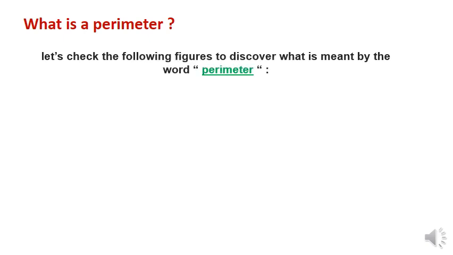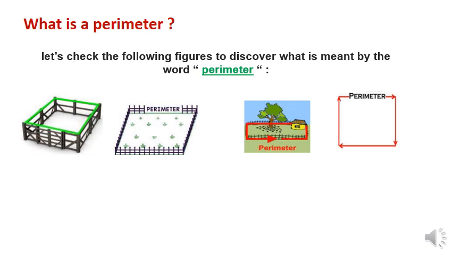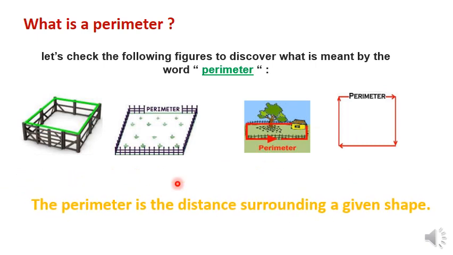First of all, the question is, what is a perimeter? Let's check the following pictures and figure out what's the meaning of a perimeter. As you can see here in the green color, the fence is the perimeter, the red color around the house is the perimeter, and similarly here. We can say that the perimeter is the distance surrounding a given shape. It's around a given shape, surrounds it.